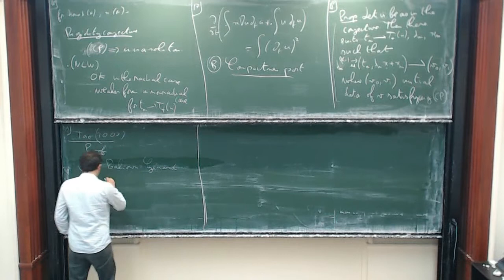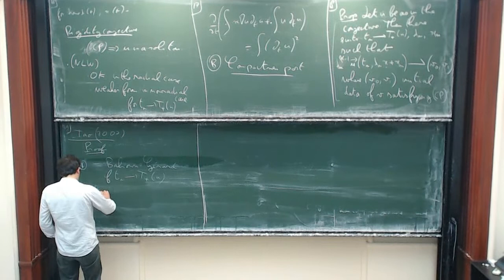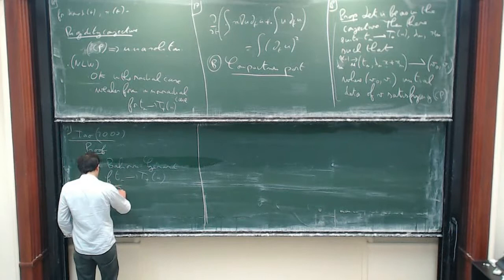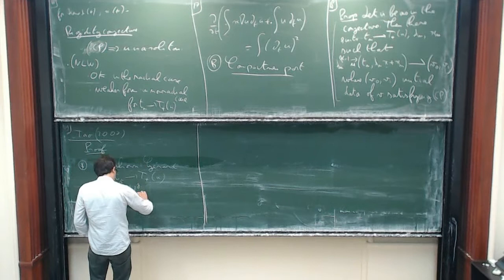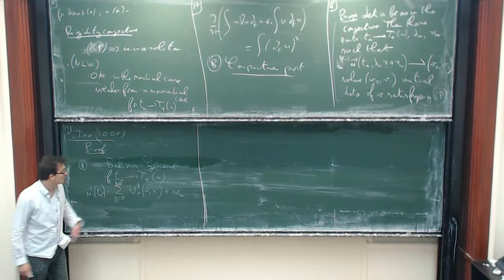So if Tn goes to T plus of U, maybe after extraction of a subsequence, you can write U of Tn as a sum of profiles. So what are profiles? They're just solutions of the equation. U of Tn, x, so it's U of Tn x, plus some dispersive part. So you should ignore this part.